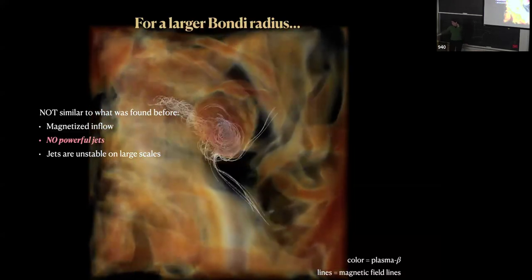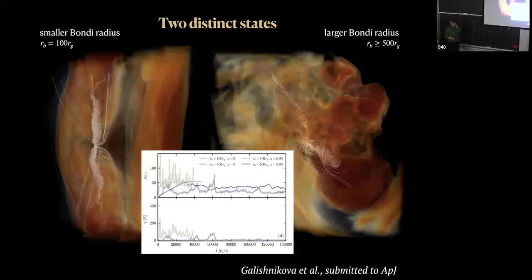And so you end up with, in this parameter regime, two distinct states. For a smaller Bondi radius, you have a stable jet with a high energy outflow efficiency. But for a larger Bondi radius, and here I say Bondi radius of 500 Rg and larger, but actually we went up to like 5,000 Rg, I think, which is just an order of magnitude smaller than what it is realistically in Sagittarius.